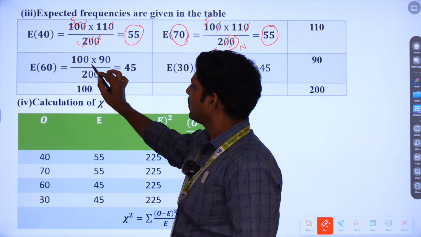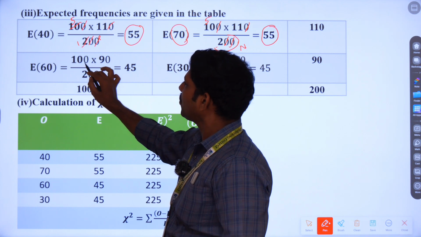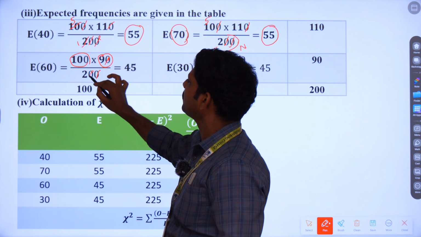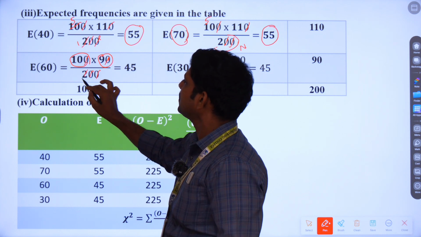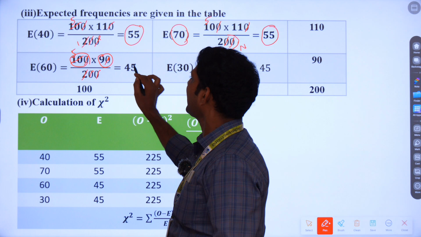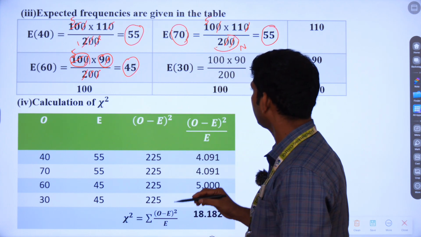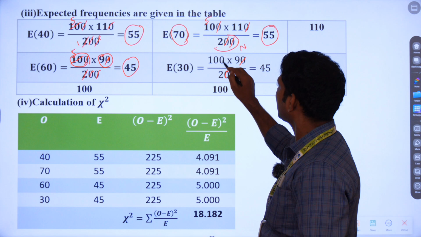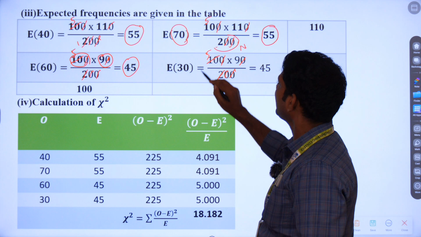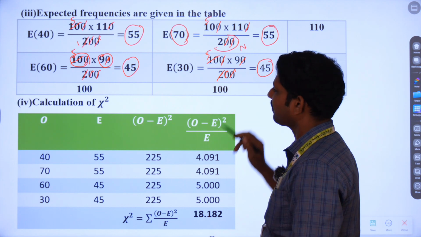Third one, again the column total 100 and the row total 90. Both zeros get cancelled. So 1 times 1 number of 2, 5 number of 2, 5 nines, it becomes 45. Again the two zeros get cancelled, and 1 times 2, 5 times 2, 5 nines, it will be 45.